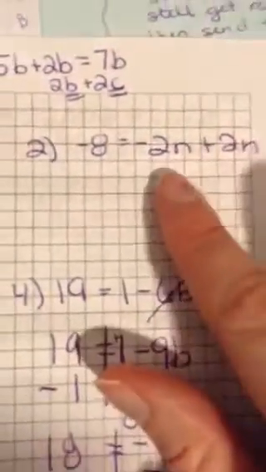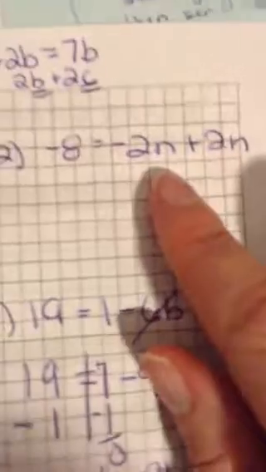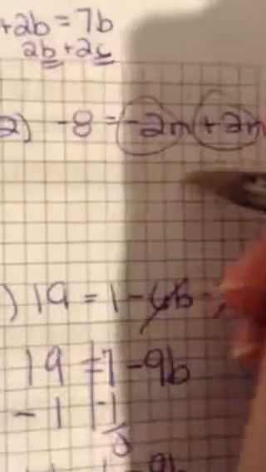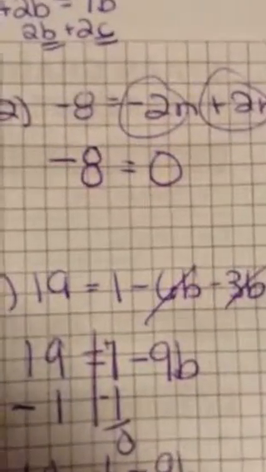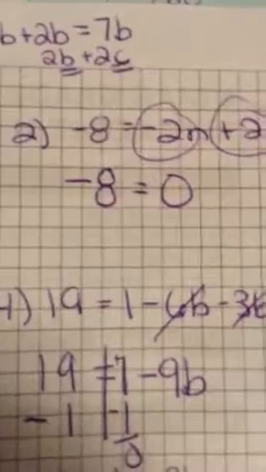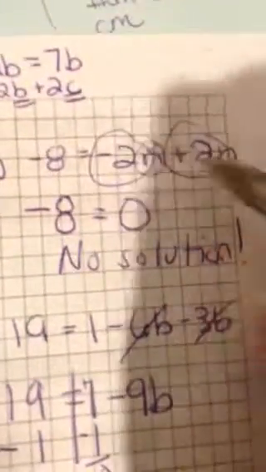Looking at this one, guys, something really weird happens here that doesn't happen that much, but it's still something to be aware of. If I have a negative 2n plus 2n, this is like I owe $2, I have $2, oh, I'm at 0. So we would get negative 8 equals 0. There's no variable anymore. And now we have to ask ourselves, does negative 8 equal 0? No, they're different numbers. So when this happens, we would say no solution, which means there's no value of n that would make this equation true.